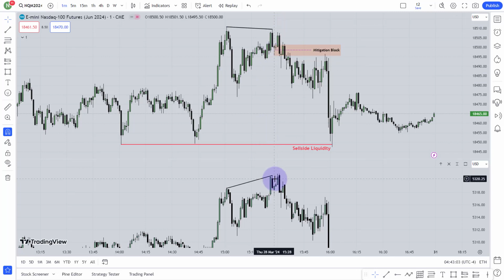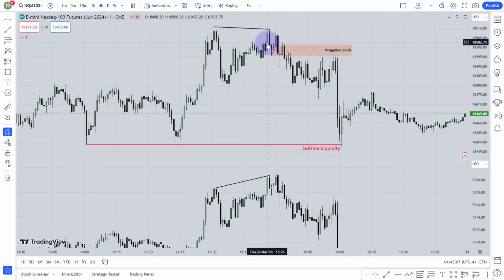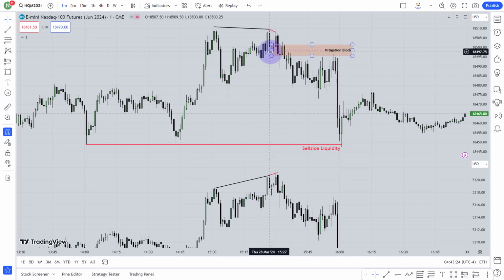I get the SMT. Now I am looking for a mitigation block. Here I got a lower high. See, again a lower high. But what I get here is another SMT, a higher high. That means the market has taken that high as well. This SMT is going to make that mitigation eligible. Is it clear, guys?